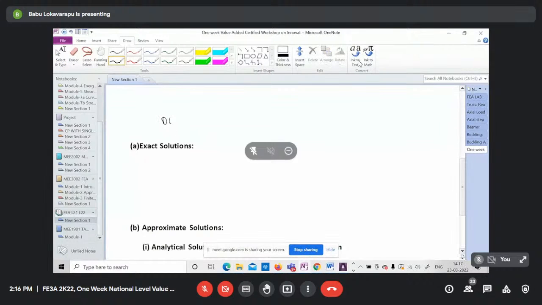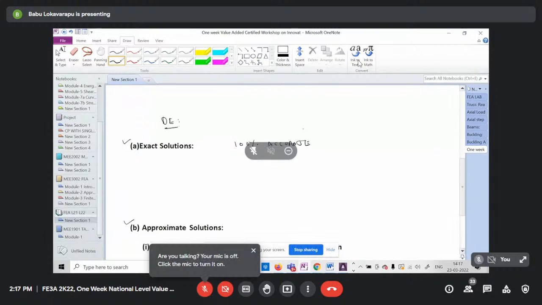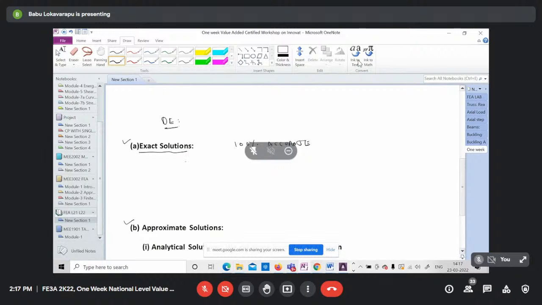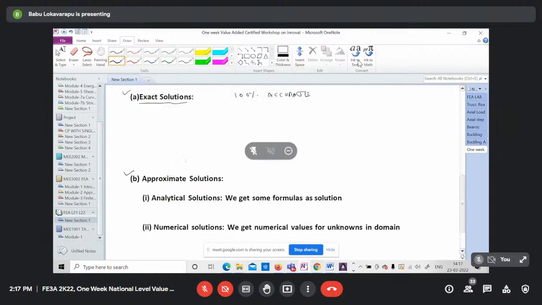So these differential equations you are going to solve. For solving any differential equations, we have 2 methods available. One is exact solution, other one is approximate solution. What is exact solution? What is approximate solution? As I told already, with exact solution, you are going to get your solution 100% accurate. But the problem is, this is possible only if the problem is simple, the boundary is simple, loading is simple, then you can go for exact solutions. But if the geometry is complicated, lot of things are there, you cannot solve by using exact, then you have to move on to approximate solutions.